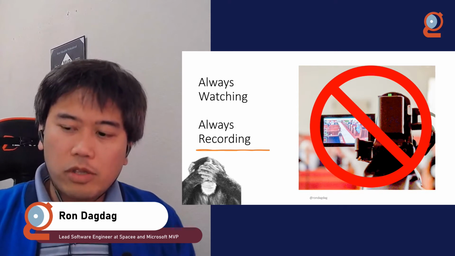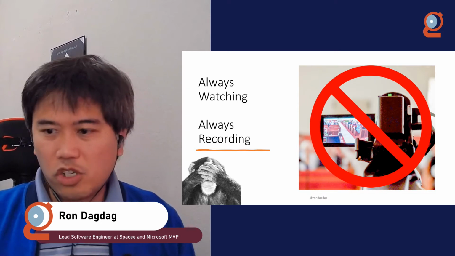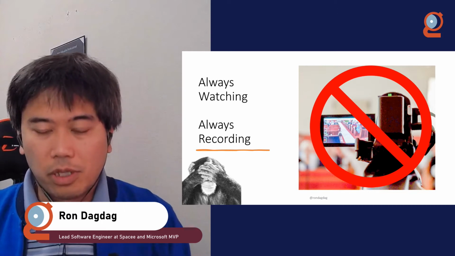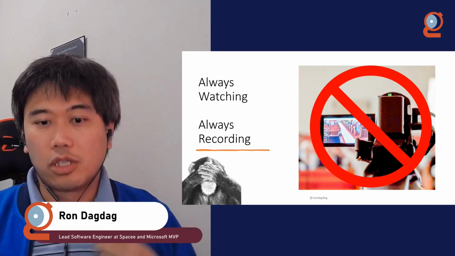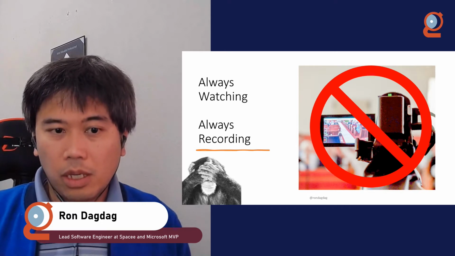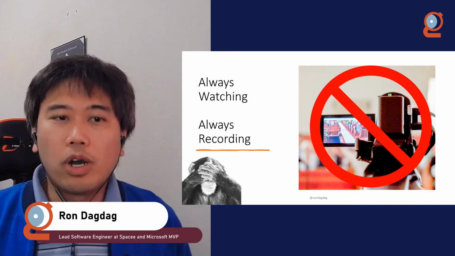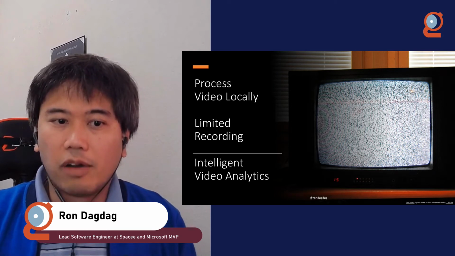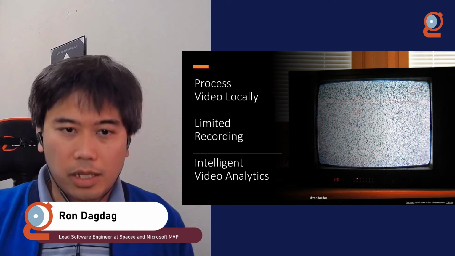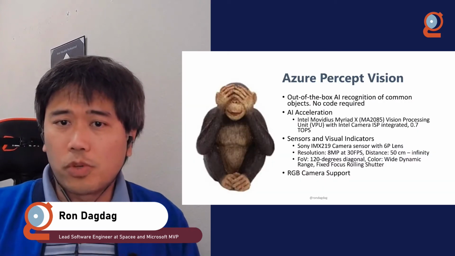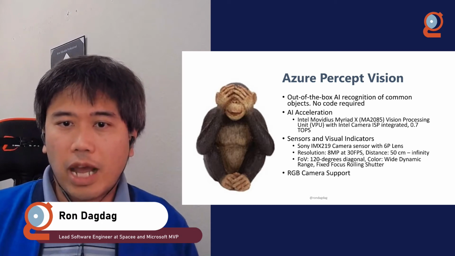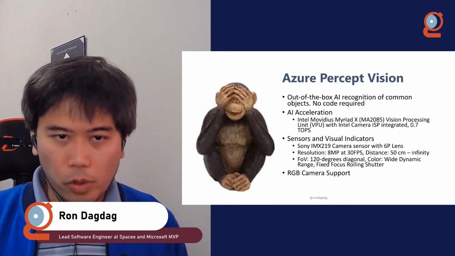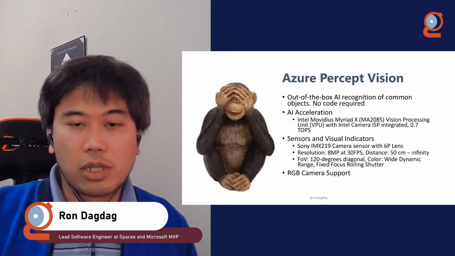So whenever you're trying to deploy an IoT device, especially with video, typically, before, with these video cameras, when you click the record button, it's always watching and always recording whatever it sees on the screen. But that's not what we really want. What we really want is a way to process this video locally and limit its recording, and make it smart enough that we'll have some intelligent video analytics. And that's what Azure Percept Vision does, and it accelerates out-of-the-box AI recognition for common objects. It has a camera already built in and RGB camera support, and does the AI acceleration at the device itself.